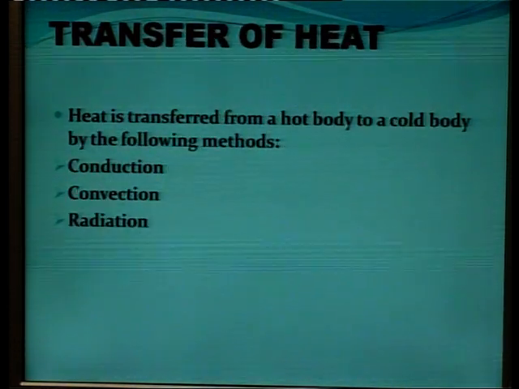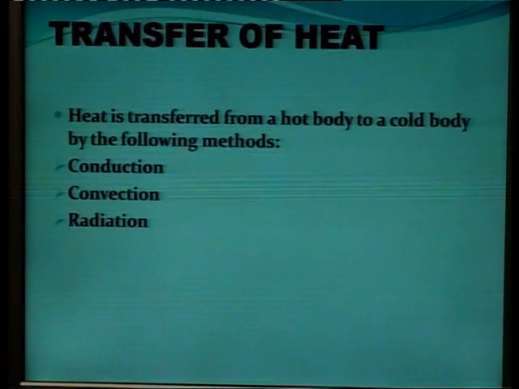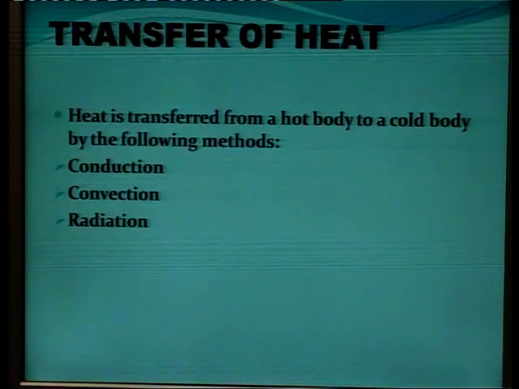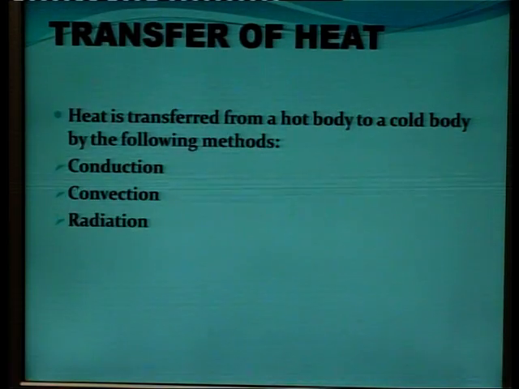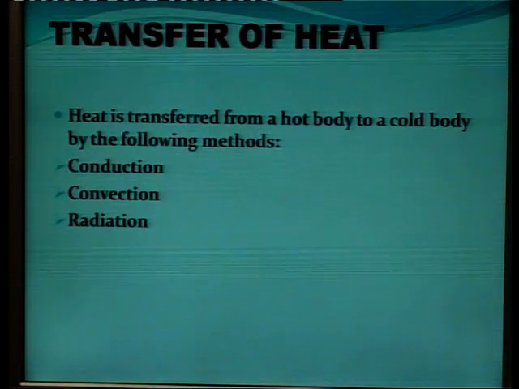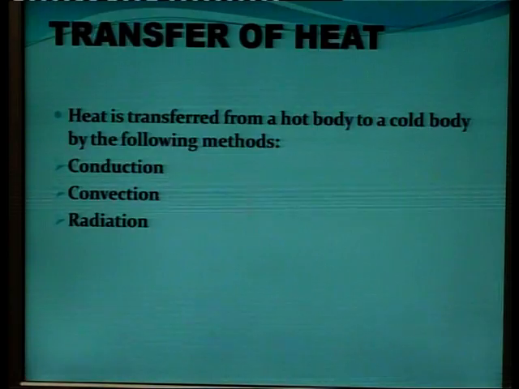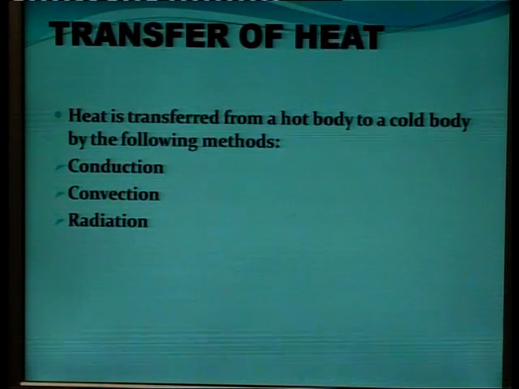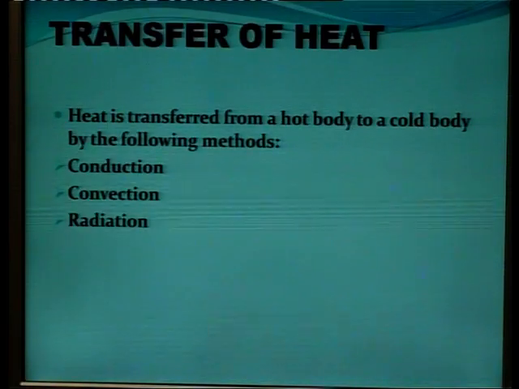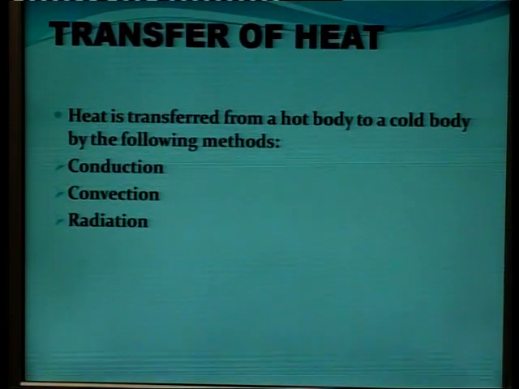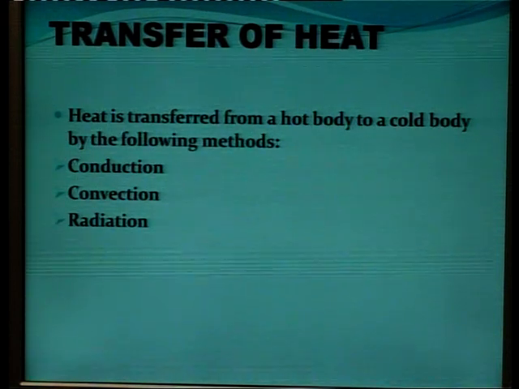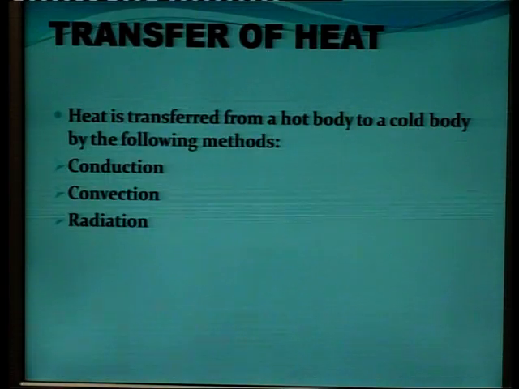The next is the transfer of heat. Now, how does heat transfer from one medium to another, or from one surface to another? Heat is transferred from a hot body to a cold body by the following methods. The main method is conduction. The second is convection, and the third is radiation. So, there are basically three methods by which heat can transfer from a hot body to a cold body.